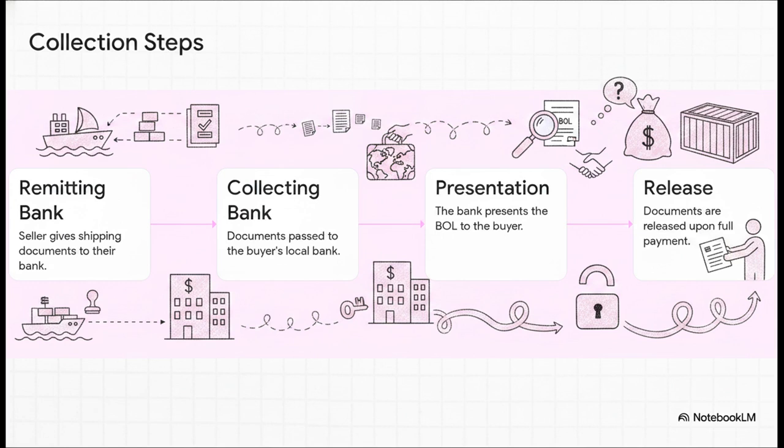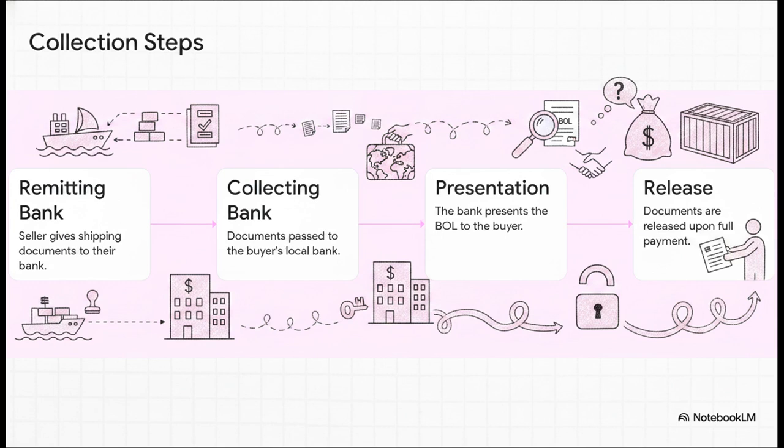This whole process is governed by the International Chamber of Commerce's uniform rules for the collection of commercial papers. Basically, the seller hands their shipping documents over to their local bank, which we call the remitting bank. That bank then passes those documents to a bank over in the buyer's country, known as the collecting bank. The collecting bank holds on to these incredibly important documents and says to the buyer, "Hey, we have your documents, pay up to accept them."